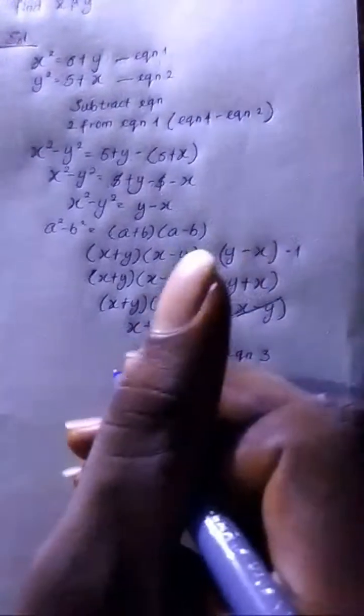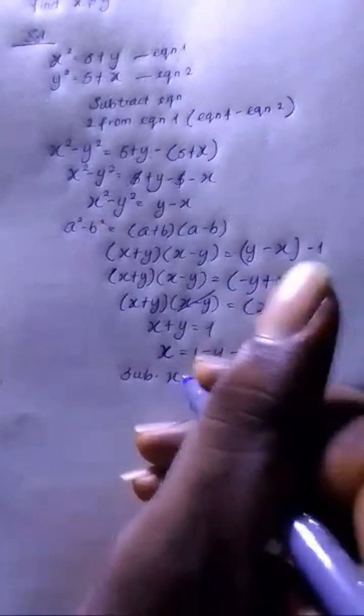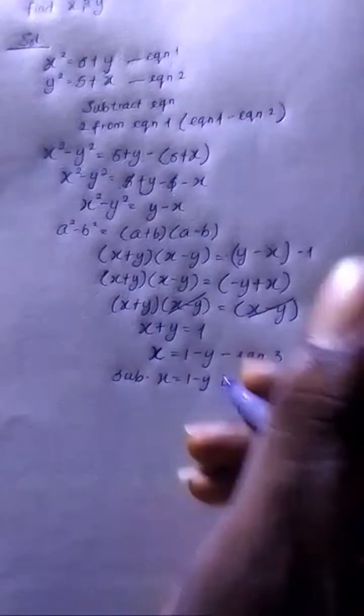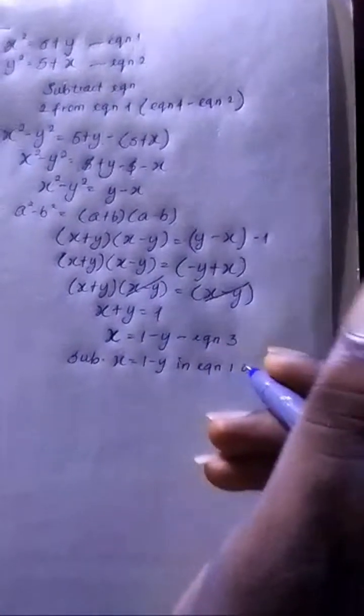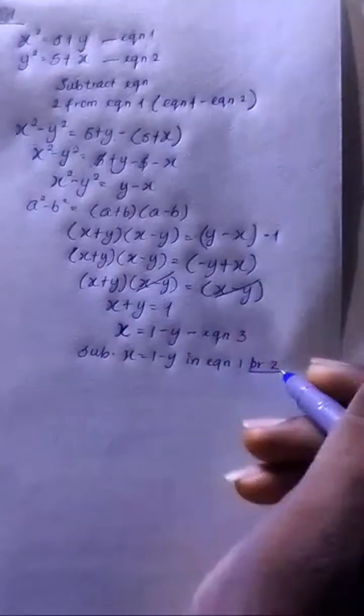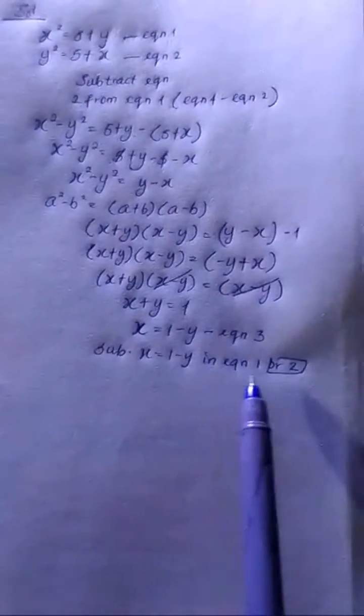So we can substitute equation 3, x equals 1 minus y, in equation 1 or 2. You can substitute it in any equation, either equation 1 or equation 2. I want to substitute it in equation 1, which is x squared equals 5 plus y. So x is 1 minus y, and we put it there: 1 minus y, squared, equals 5 plus y, right?